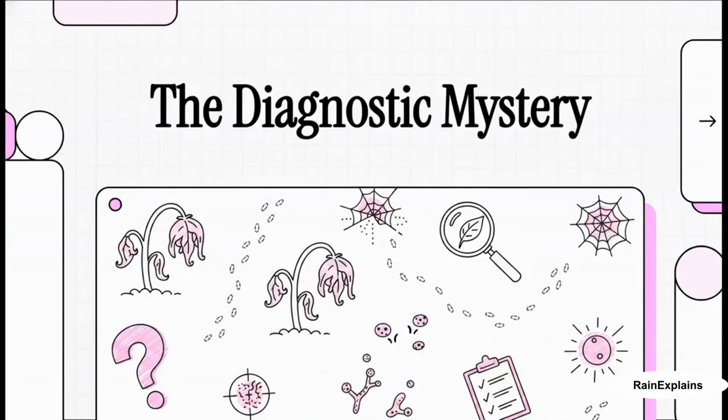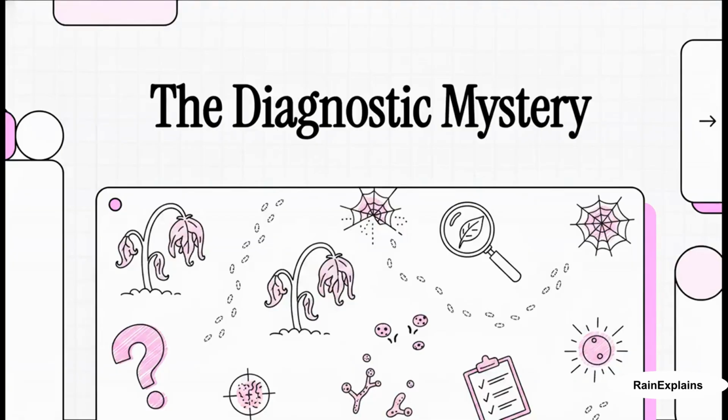Okay, have you ever walked out into your garden, spotted a dying plant, and immediately started looking for a bug to squash or a fungus to spray? I mean, we all do it, right? But what if I told you that in the vast majority of cases, those bugs and fungi are just innocent bystanders, or even worse, they're opportunists just taking advantage of a plant that was already struggling?